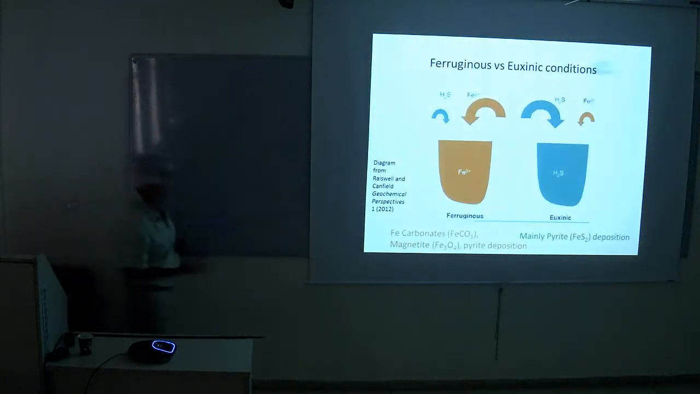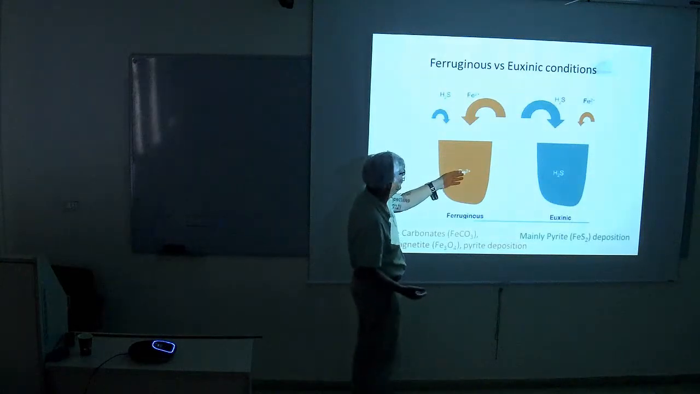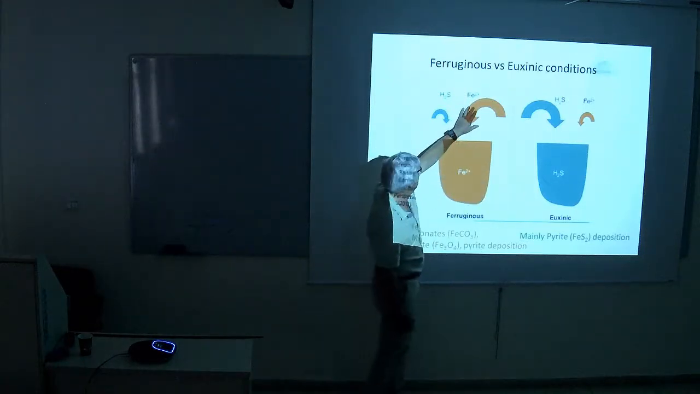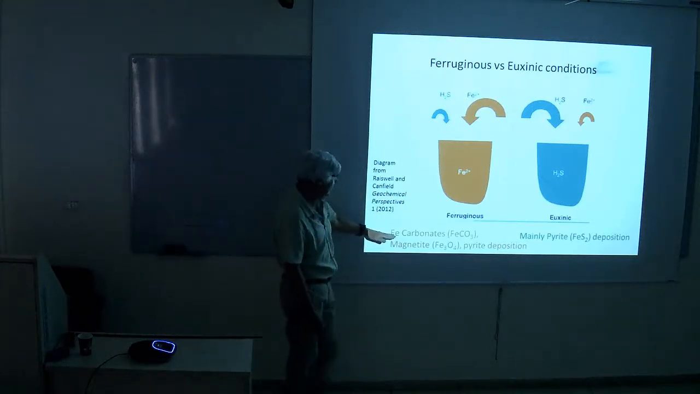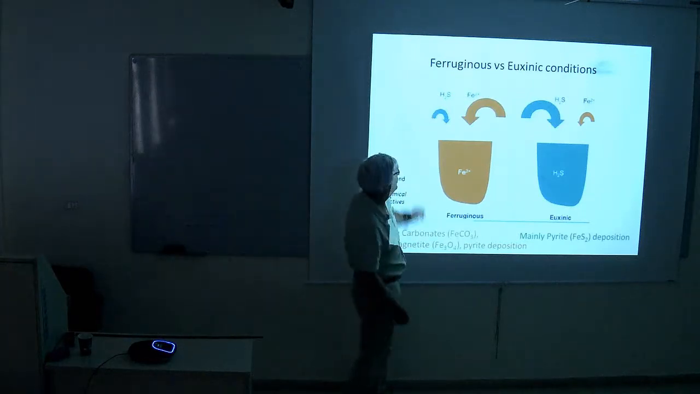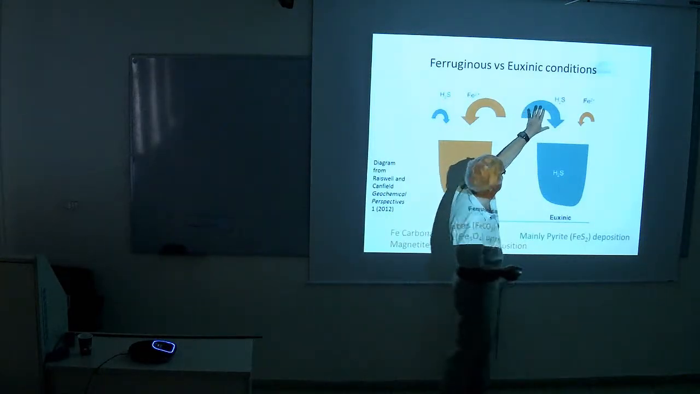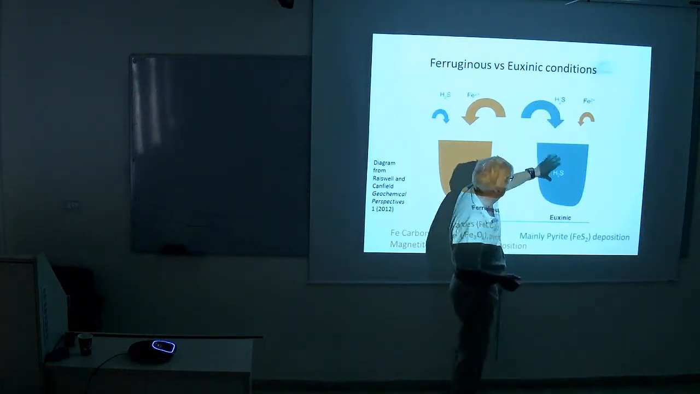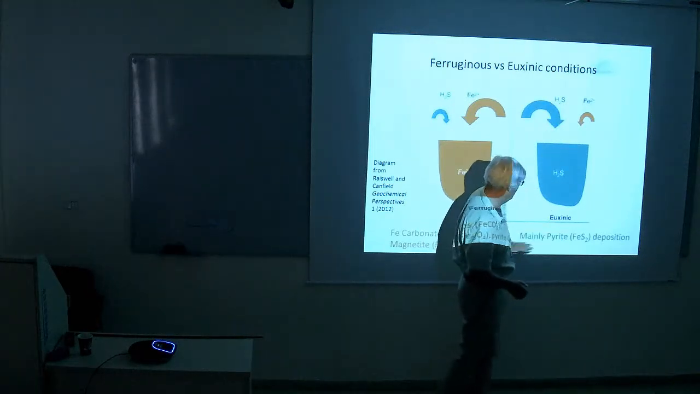Now, what do we mean by ferruginous and euxinic? It's basically domination of Fe2, which is reduced iron, or H2S in the ocean. So when Fe2+ is dominant, we have a ferruginous ocean, and the minerals that we will see will be iron carbonates, magnetite, and some pyrite from this sulfide here. But when we talk about euxinic conditions, we're talking about the dominance of H2S in the water, less Fe2+, and basically this Fe2+ will react with the dominant H2S to produce pyrite.